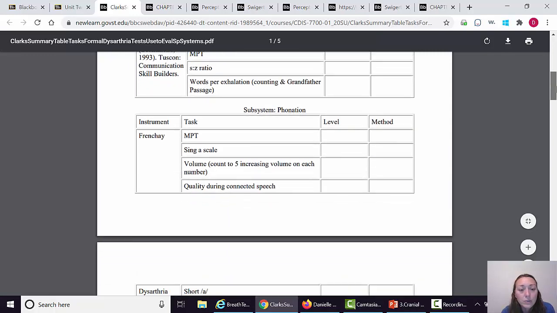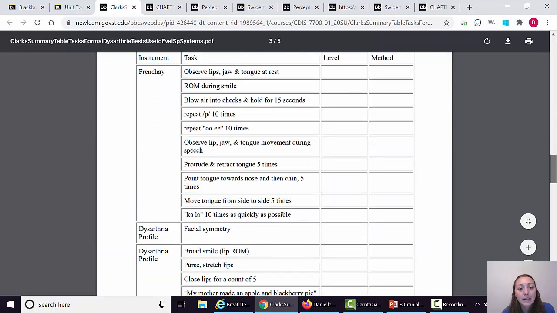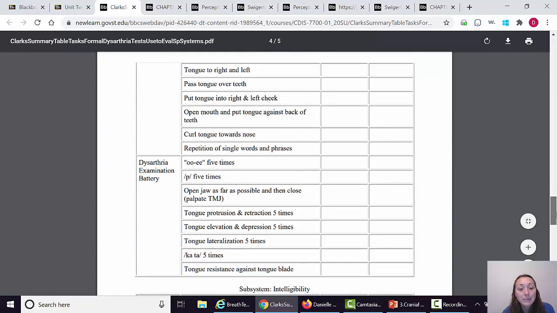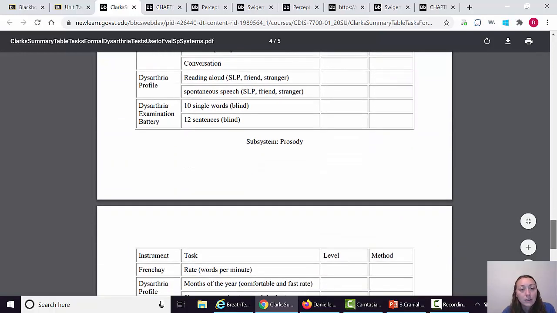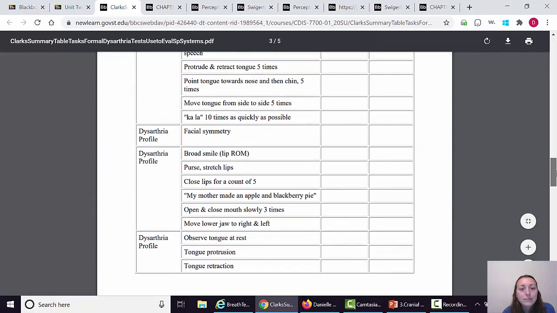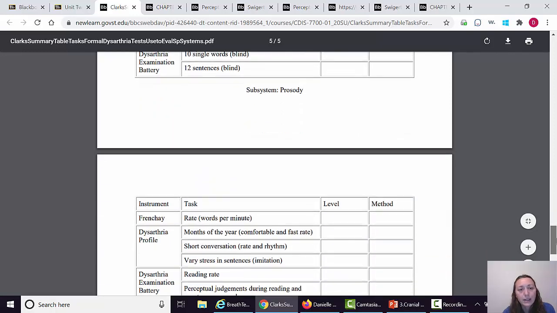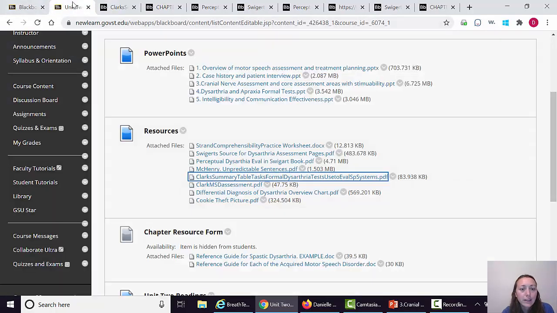So just another visual, another resource at looking at some of these different tasks by domain area and even by assessment. So you can say, oh, here we go. Counting 1 to 20 on a breath, that's in 2 different standardized assessments, and here's some evidence to support that. I'm just trying to give you some resources here that might be helpful in making your assessment.